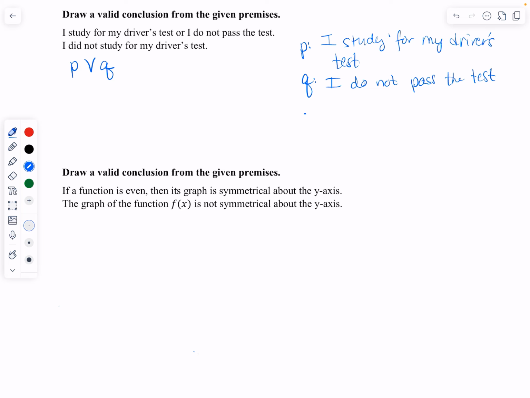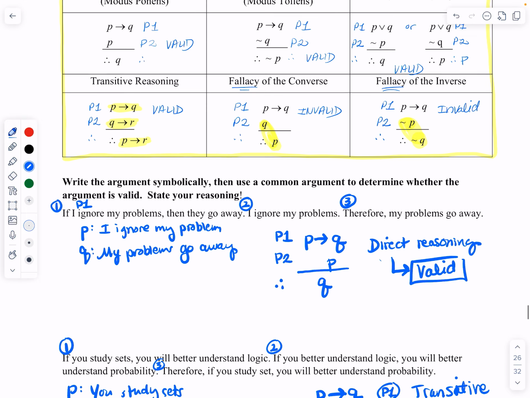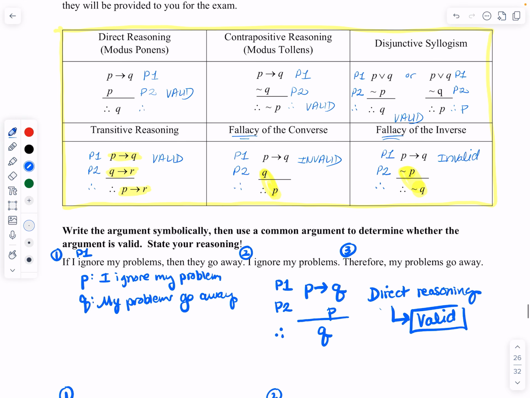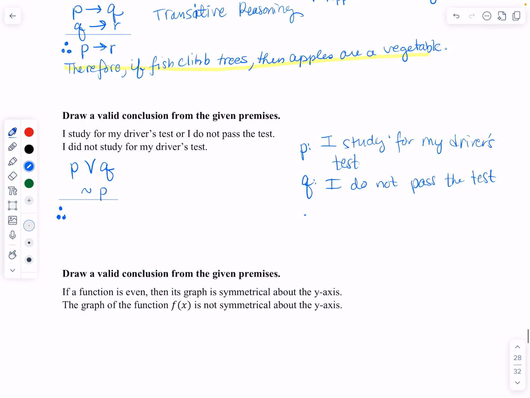Premises 2 says I did not study for my driver's test. So that is negation P. I did not study. Therefore, now we got to match this up. So let's go look in the table to see if we have P or Q, negation P. By the way, the only one that has an or in it is a disjunctive syllogism. Okay, so I had P or Q, negation P, so the conclusion is Q.